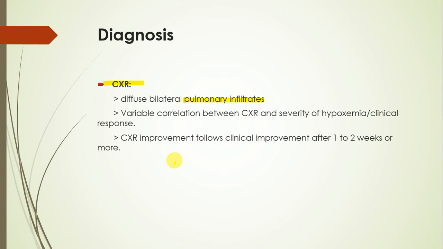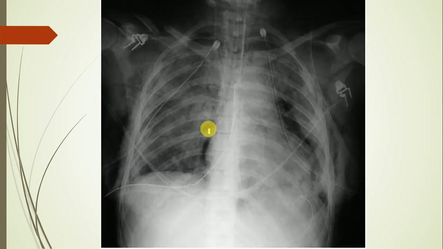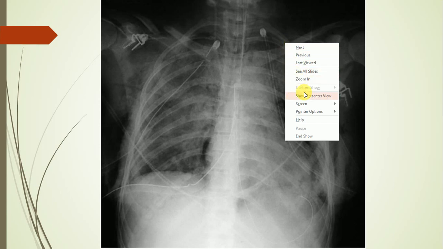It's very important to remember that the severity of hypoxemia does not always correspond with the X-ray findings, and patient improvement should not be followed by doing an X-ray. So X-ray cannot show the improvement. Rather, improvement should be assessed or monitored by an ABG. That's the best assessment method for any patient with ARDS. So here is a chest X-ray in a patient who is suspected to have ARDS.